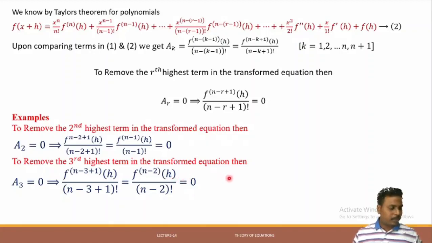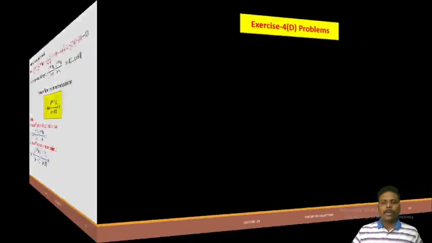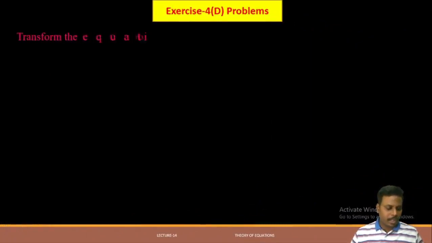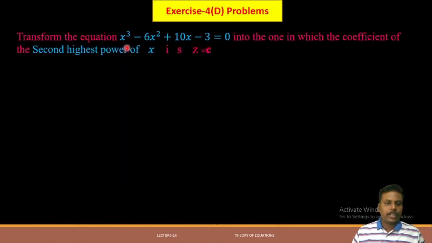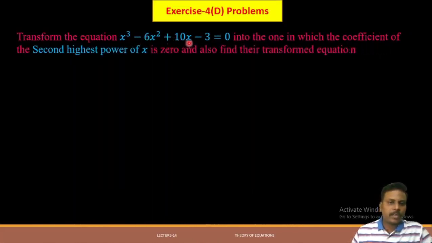Okay. Let us solve a problem based on this concept. Here is the problem. Transform the equation x cube minus 6x square plus 10x minus 3 is equal to 0 into the one in which the coefficient of the second highest power of x is 0. That means in the transformed equation, the second highest power should be 0. And also find the transformed equation. Let us see how to go about that.